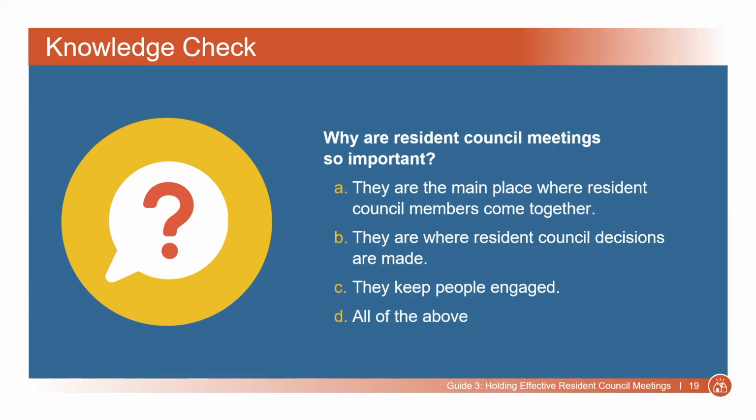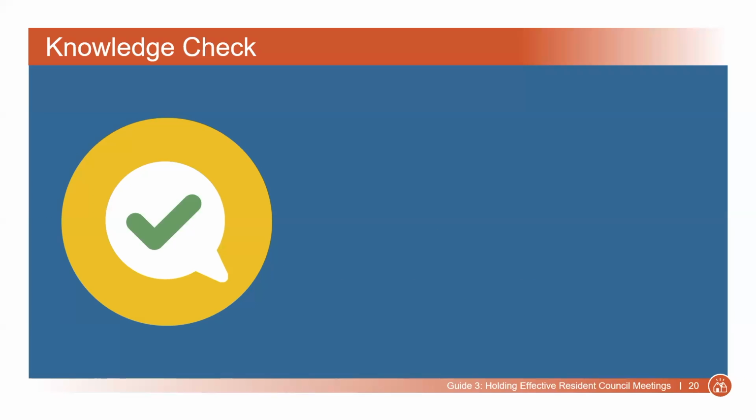The answer is D, all of the above. Resident council meetings are key to an effective resident council, since this is where members come together, make decisions, and are engaged with the work of the organization.